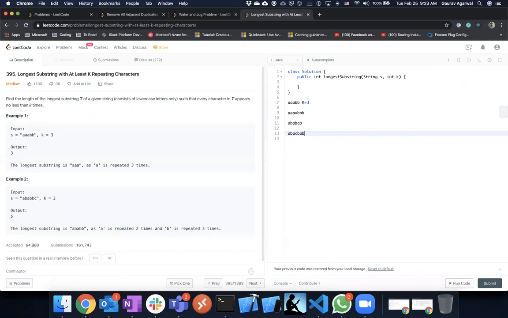What about the second example, AABBBC, and k is 2? The answer will be 5, because we can include all A's and all B's. There are 2 A's and 3 B's, and C is less than k, so we don't include C. So hopefully the question is clear to everyone.